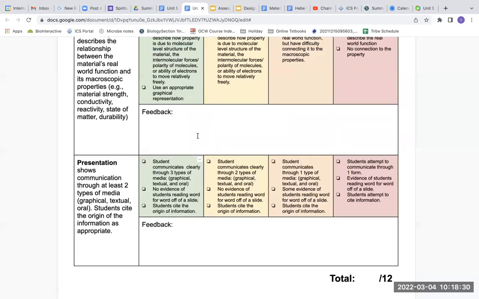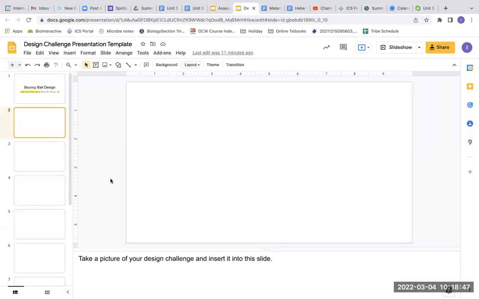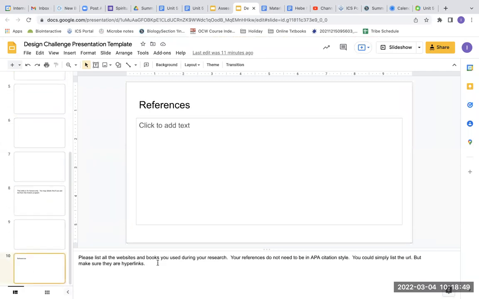And then at the very end, we do expect you to cite the original information. We're going to be nice to you and not ask you to do APA citation like you did for your journal article. But we expect you to put down at least the URL and the name and the author of the books. And we expect you to hyperlink them, all right?